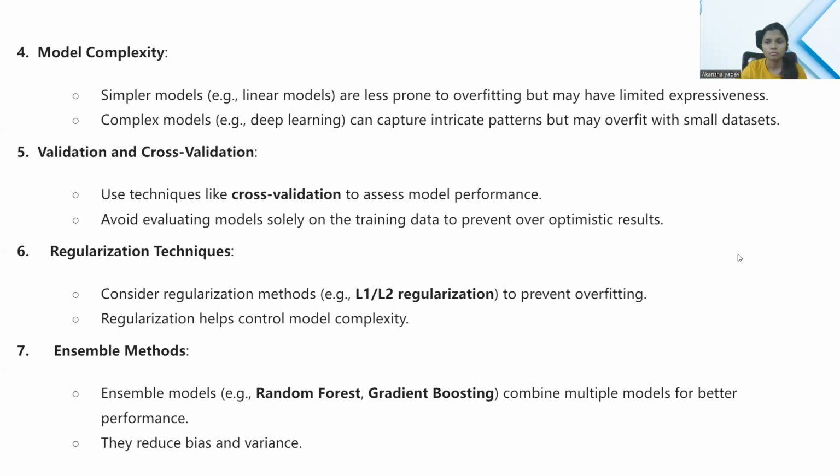If you're not sure what to use or you don't know the nature of the problem, I would suggest you go with the ensemble method. Ensemble methods, like random forest or gradient boosting, combine multiple models for better performance. If any model is not giving you good accuracy, go with random forest or gradient boosting models. It will give you the best performance, and it can also reduce the bias and the variance in the data.